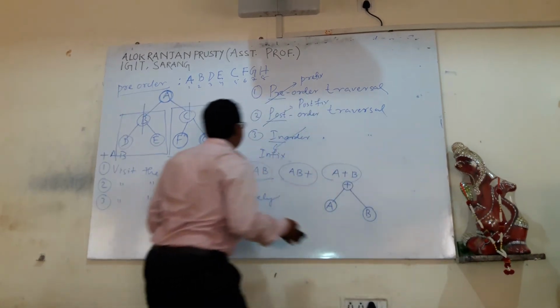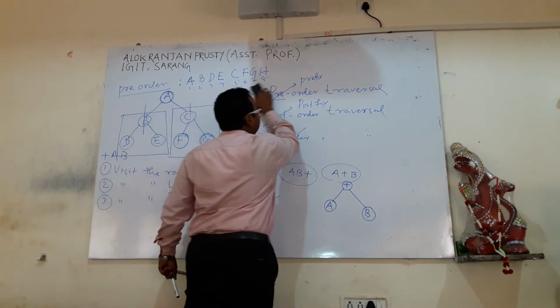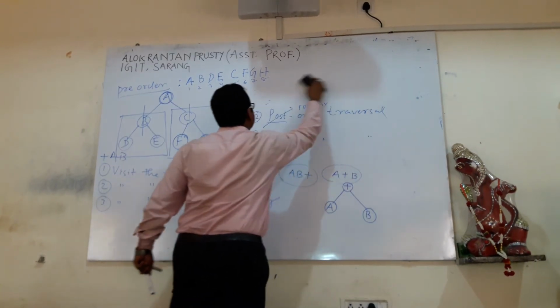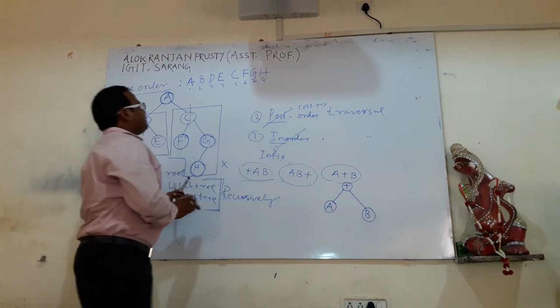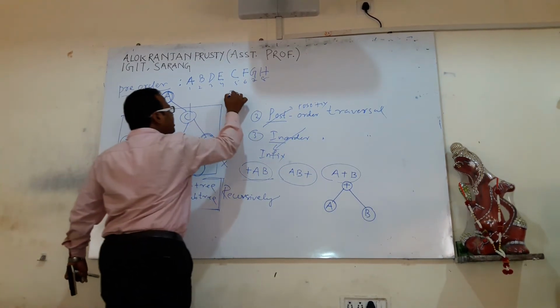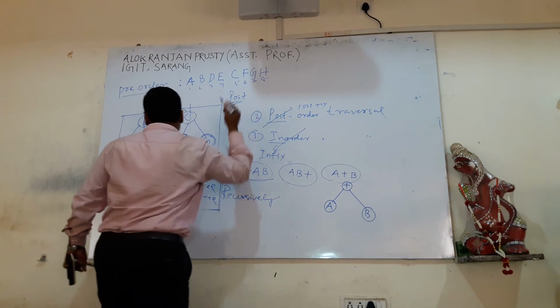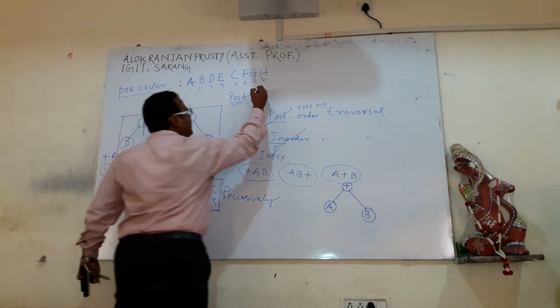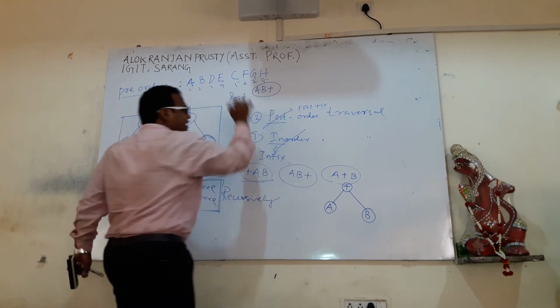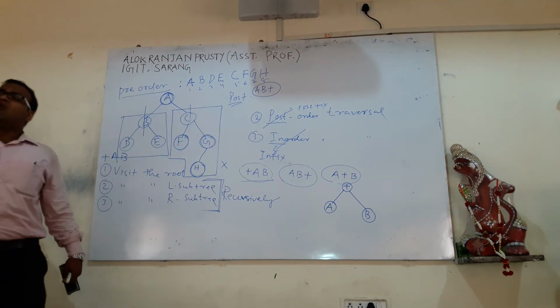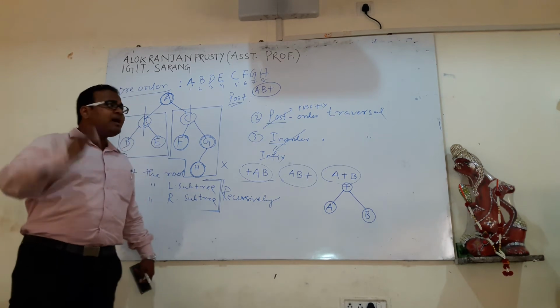Let's look at the post-order traversal. This has been completed, and see what will be the outcome of post-order traversal. Now if you write the post-order traversal for this tree, just remember the concept will be what? A, B plus. Okay. Now you tell me what will be the outcome of AB plus format.